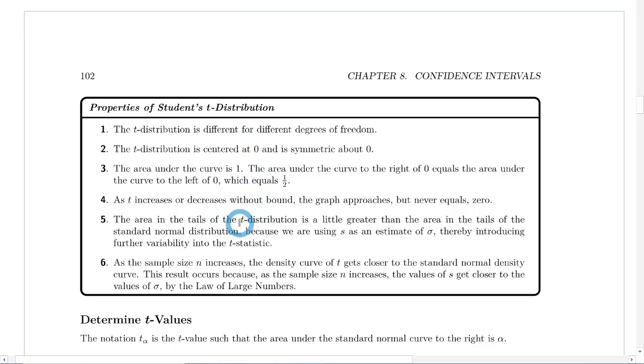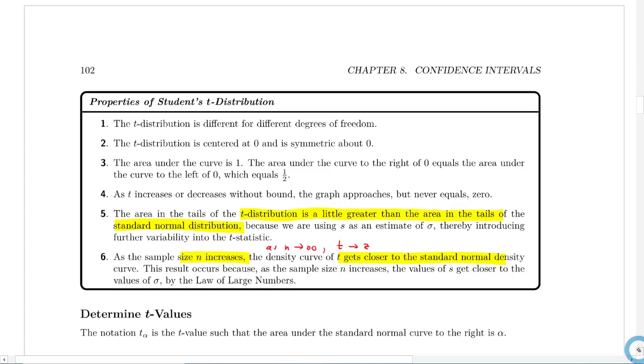Everything seems to be the same except this, where the area in the tails is going to be a little bit more than the z-scores. And that's because we're dividing by that square root of n in the denominator. And then as the sample size n increases, the density curve gets closer to the standard normal distribution. So that's like the z. As the sample size increases, t gets closer to the z's.